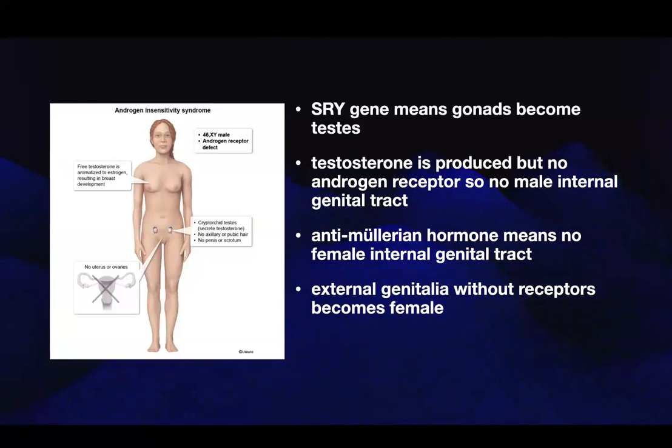any of that. And because now there is no DHT, the usual template for the external tract is going to be female. So she is going to live her whole life being a girl until she will initially present with, hey, why do I not have a period? And then you'll find out much later on that, hey, you actually have androgen insensitivity syndrome.